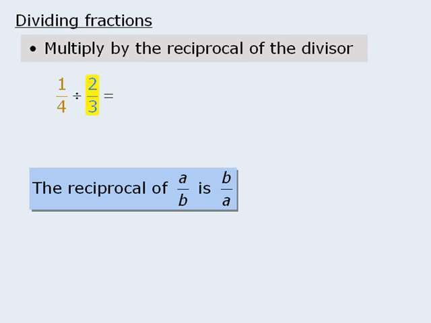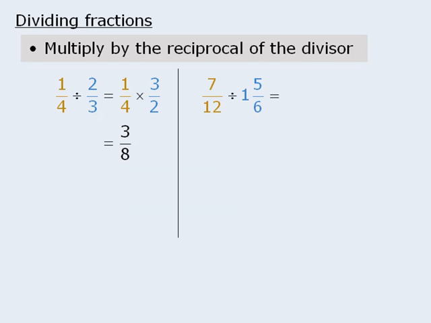At this point, we can apply our rule to see that 1/4 divided by 2/3 is equal to 1/4 times the reciprocal 3/2. From here, we simply multiply. When we multiply the numerators, we get 3, and when we multiply the denominators, we get 8. So 1/4 divided by 2/3 is equal to 3/8. Okay, let's try another one.